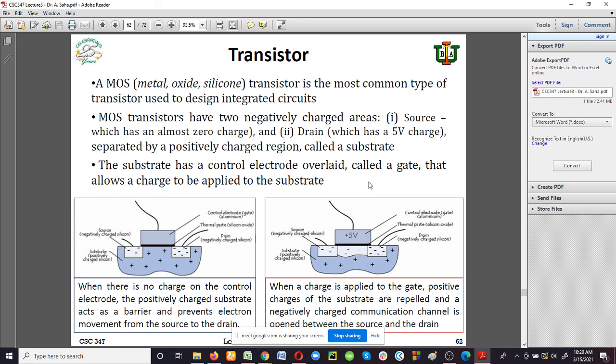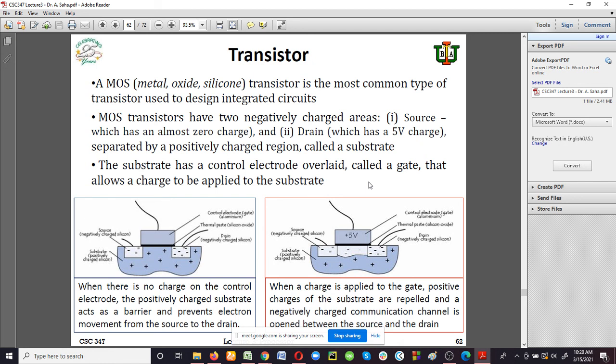Then the positive charges of the substrate are repelled, and a negatively charged communication channel is going to open between the source and drain. So you can see that now the source and drain are connected with the negative charge. This communication channel has been built up between the source and drain. This slide shows how a MOS transistor works.